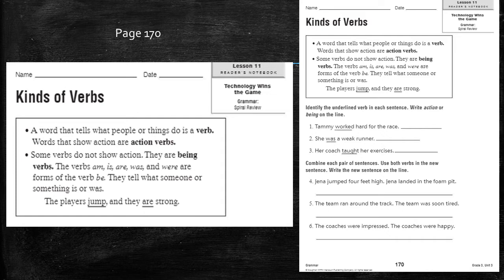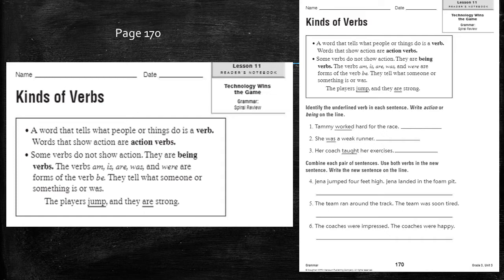Perfect. So let's try to attempt these and you'll figure it out. Just remember this. Am, is, are, was, were are your being verbs. And then any word that depicts an action is your action verb. Great. So let's try doing this. Now, identify the underlined verb in each sentence. Write action or being on the line. Let's try the first one.